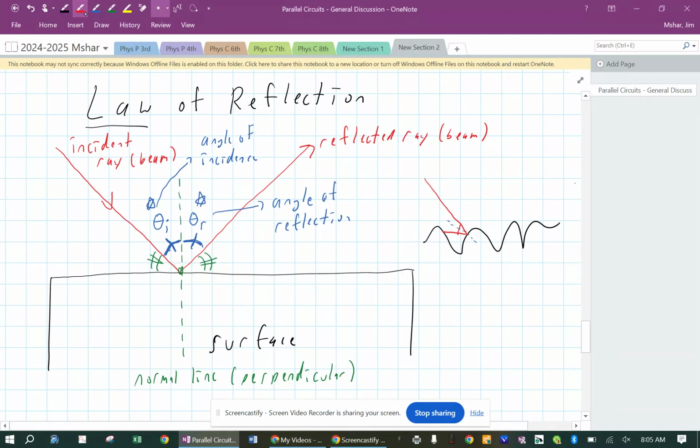And then, now, by the way, in this particular case, it's going to bounce again, so we draw another normal line there, and then it's going to bounce about like that, okay? So at a microscopic level, the angle of incidence and the angle of reflection are always equal. That's why it's called the law of reflection.